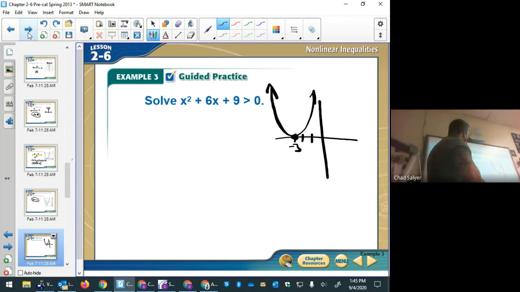Isaac, tell me where this would be greater than 0. Everywhere. It has a 0 here. Oh, it's everywhere but -3.